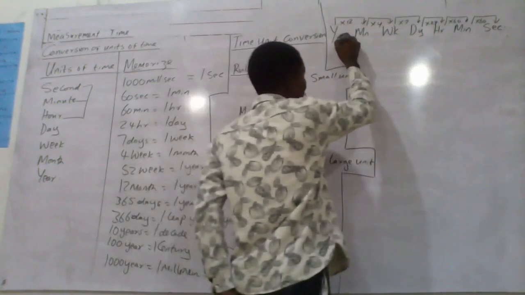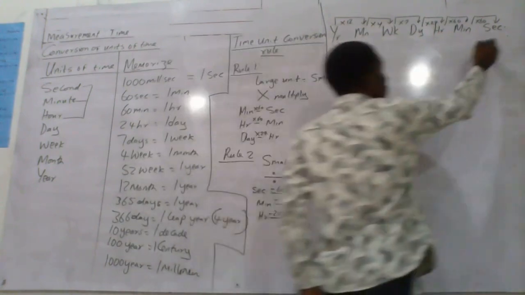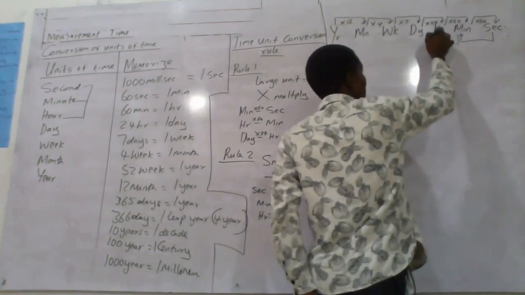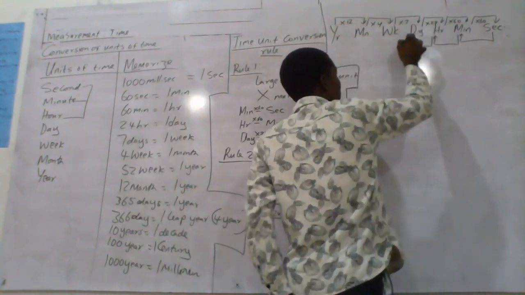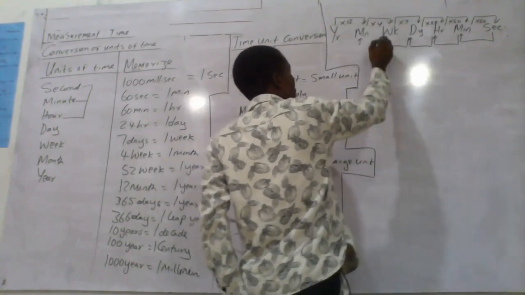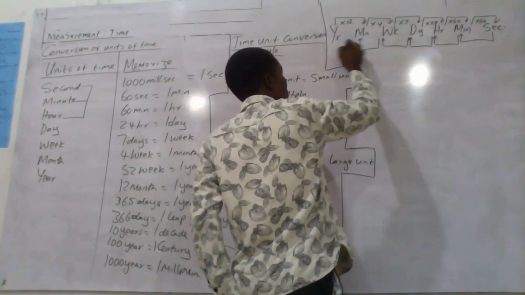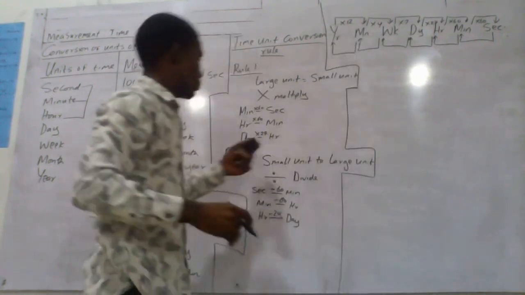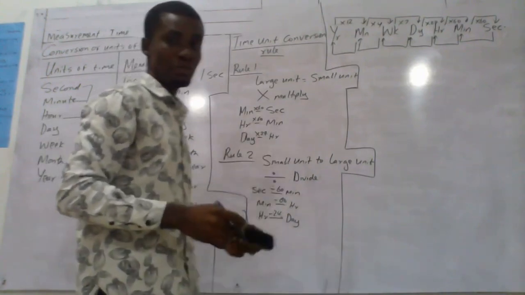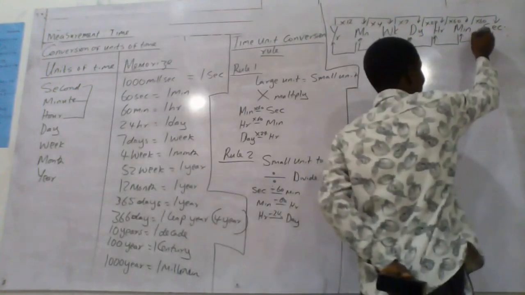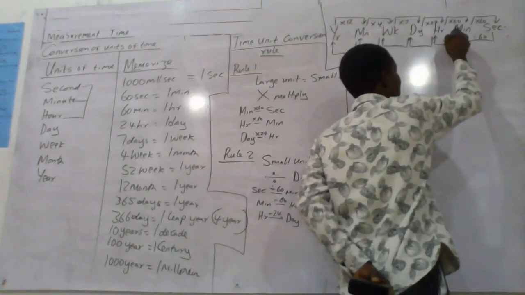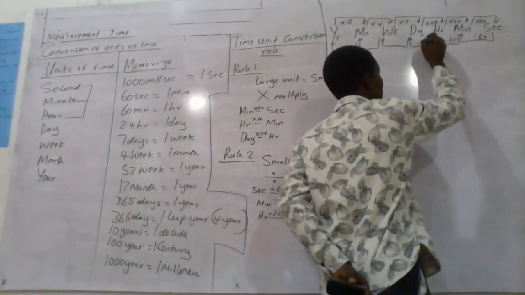So the reverse is the case when we are converting from seconds to minutes, minutes to hour, hour to day, day to weeks, weeks to month, and month to year. What do we need to do? We adopt the second rule that says when converting from smaller units to larger units, we divide. Divide by what? Divide by the same unit value. Divide by 60, by 60, by 24.